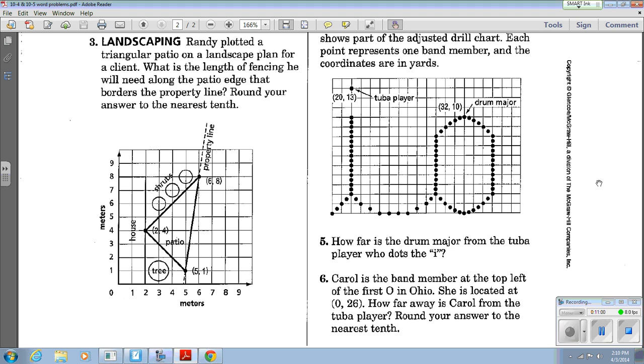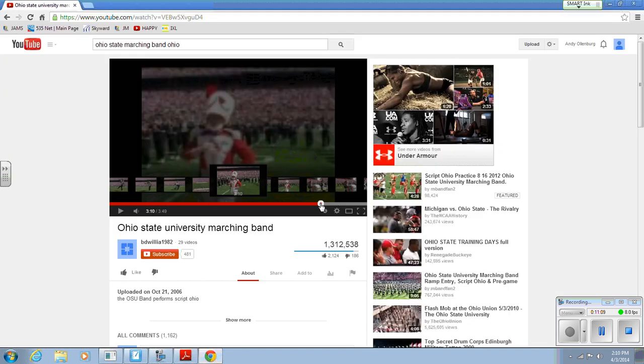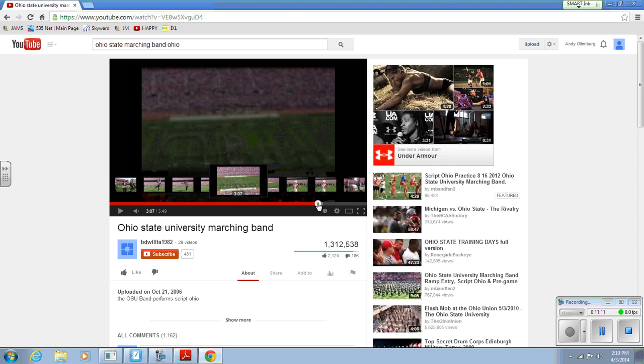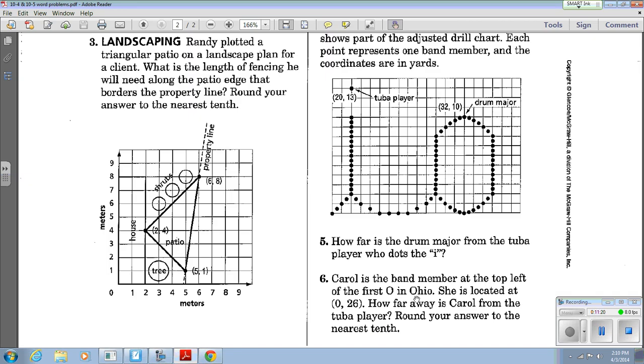Okay, I got it. So the question now says, Carol is the band member at the top left of the first O in Ohio. All right, so just to show you where they're talking about, let me pull this back a little bit on the video, just a touch, and I'll try to show you where they're talking about. Where they're talking about is on this big O over here. This is what they're talking about to start with. Carol is the band member at the top left of the first O in Ohio. She is located at (0,26). So we can't use this grid for Carol. How far away is Carol from the tuba player?